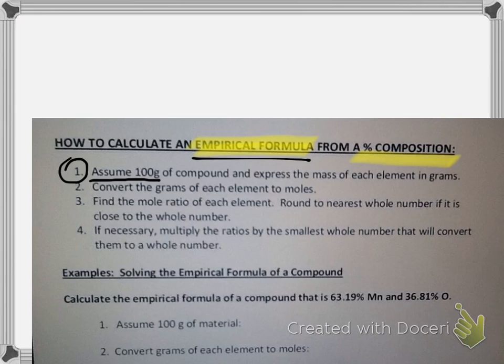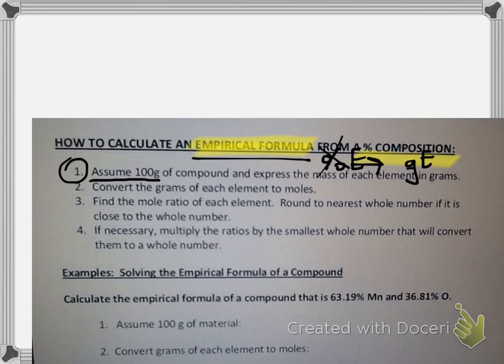What is this going to do? If you assume that you have 100 grams of compound, you can immediately convert your percents of each element into grams of element. So let's say you're given a composition and you have 64.2% copper. If you assume you have 100 grams, you can immediately convert that to 64.2 grams of copper. So whatever the percent is, take away the percent and get grams.